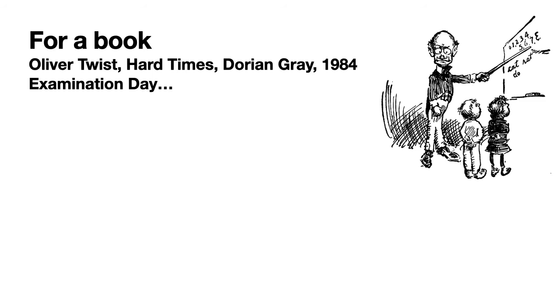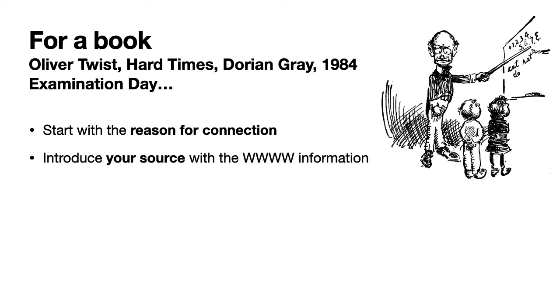If you're going to discuss a book or a short story, start with the reason for your connection and introduce your source with the W information. This photo shows a very strict teacher, and it reminds me of Professor Gradgrind in the novel Hard Times by Victorian author Charles Dickens. It was written as a critique of the authoritarian teaching styles of the time, etc.